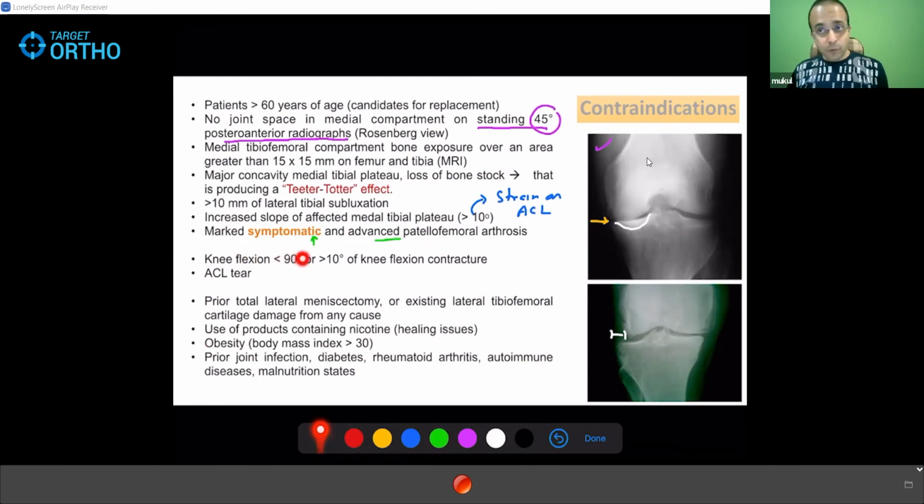Of course, knee flexion has to be good and there has to be no flexion contracture. The ACL has to be intact. So these are the radiological parameters, these are the clinical parameters. And these are some of the history parameters: there is no old damage in the lateral compartment from any cause; the patient is not taking nicotine products, otherwise healing problems will come, and if you must, do a closing wedge; the patient is not obese; and there is no prior joint infection, diabetes, RA, that kind of disease, because RA can involve the other compartment also and then there will be problems. So once you have taken care of these factors, you can now go ahead with the STO.